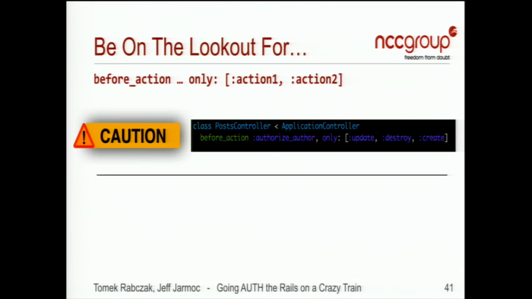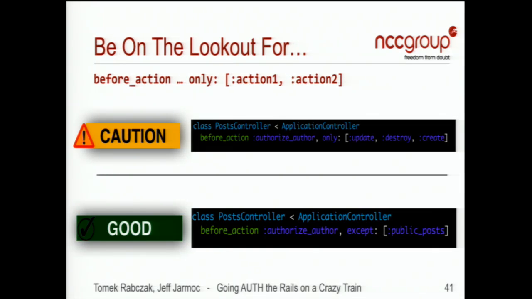So, whitelisting when using before actions. In this array, you're saying for the update, destroy, and create methods, call the authorized user method. But then you have a developer that might come in, add a new action to the post controller, and forget to add their action to this array. So that's going to create an authorization flaw.